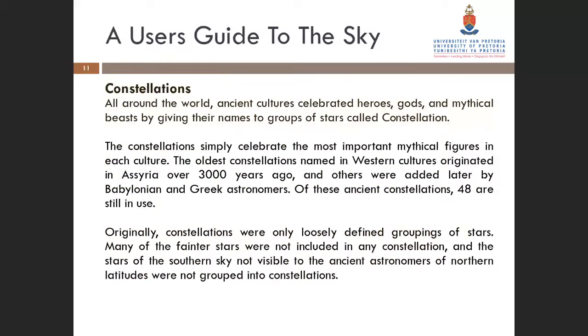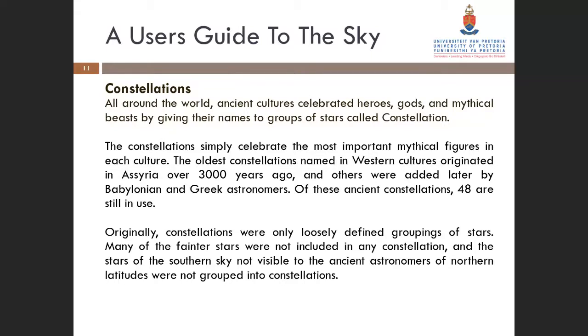So, what are the most famous constellations that we see in the night sky? Yes, Orion, my favorite constellation. Southern Cross, Scorpion, Big Dipper. Yes.